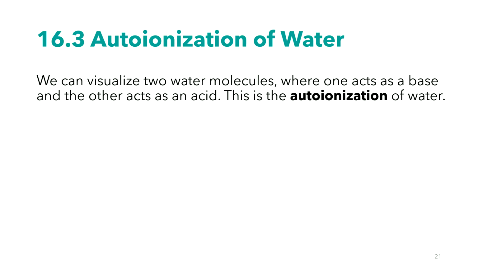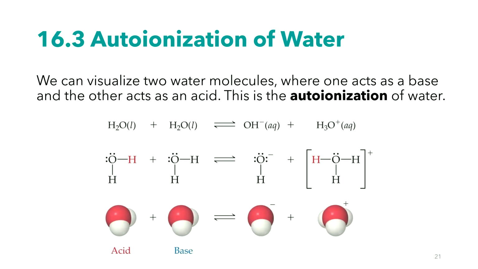All right? So if it can do that, then in theory, in my water, my water molecules will be doing this. I could have one act as an acid and one act as a base on each other. This is called the autoionization of water, and that's going to produce some OH minus and H3O plus, even in pure water.